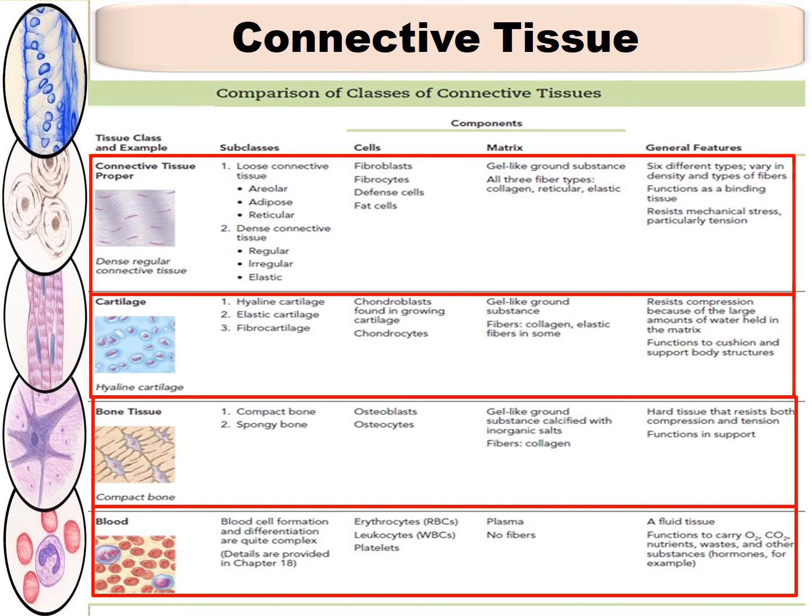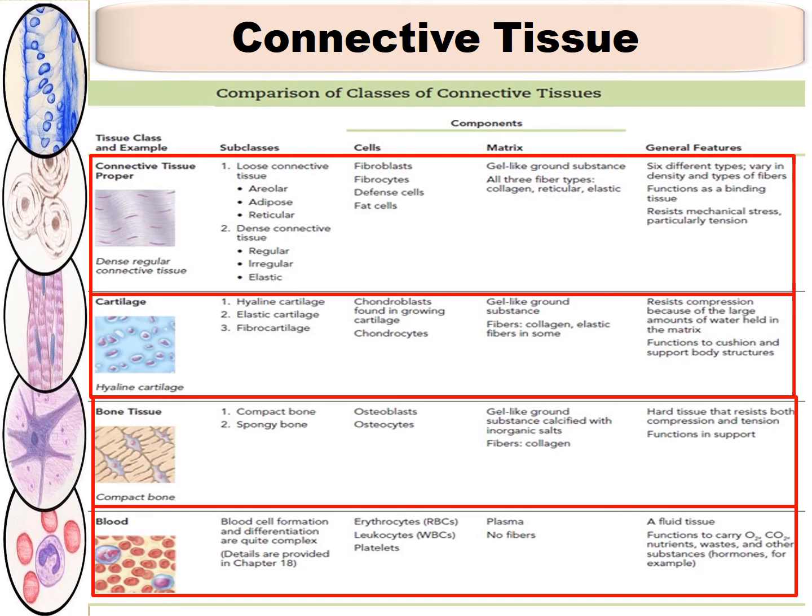Blood cell formation and differentiation are quite complex, and this blood connective tissue is composed of three types of cells. They are the erythrocytes, the red blood cells, and the leukocytes, white blood cells, with the platelets. Then the matrix is the plasma without any fibers.